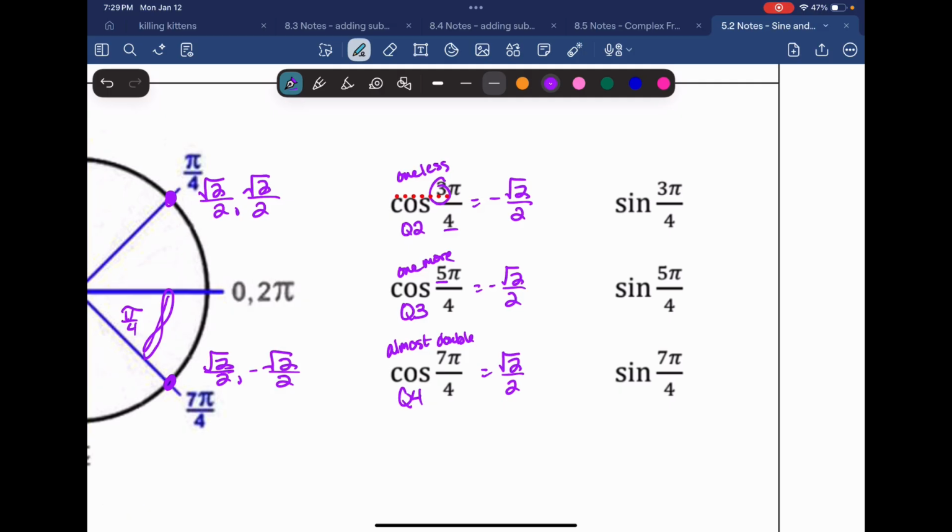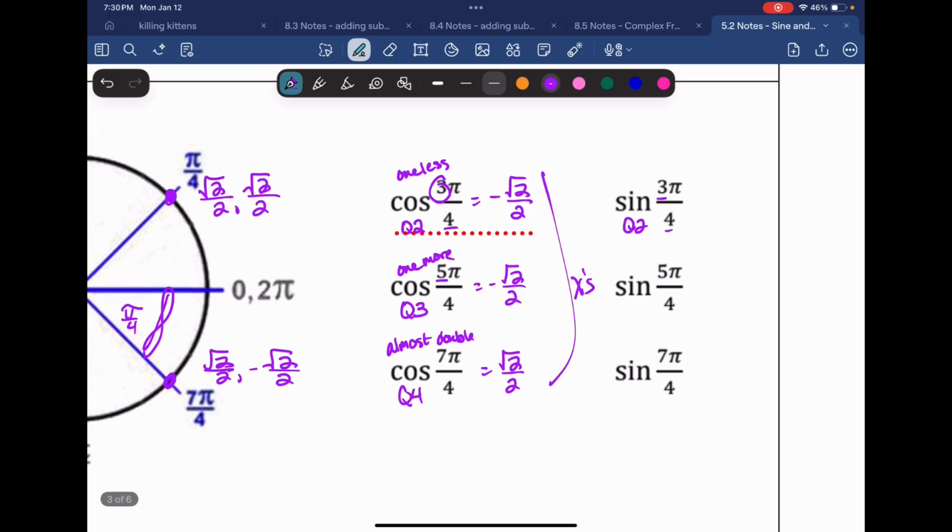So these were all x's. Sine is all y's. And the rules are still the same. If it's 1 less, quadrant 2. So 3 is 1 less than 4. 5 is 1 more than 4, so that's quadrant 3. And 7 is almost double the 4. This is quadrant 4. Well, quadrant 2, the y is positive, so positive root 2 over 2. Quadrant 3, y is negative, so negative root 2 over 2. Quadrant 4, y is also negative, negative root 2 over 2.